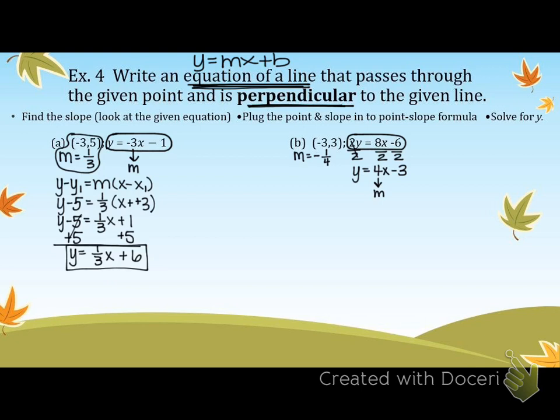Now here we are again. We've got a point. We've got a slope. So let's plug it in. Say the formula with me. y minus y sub 1 equals m times x minus x sub 1. So y minus 3 equals -1/4 times x minus -3. What do we do? Double negative becomes a positive. Then we distribute. Good job, Jeremiah. So y minus 3 equals. Jeremiah, what do we get when we distribute?